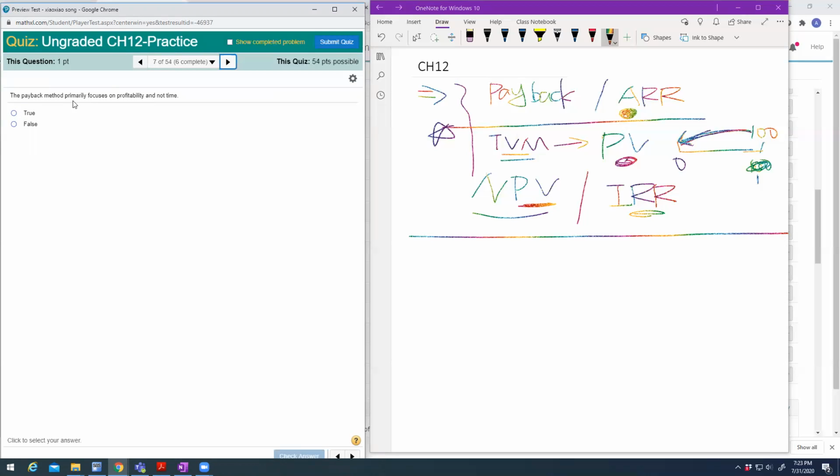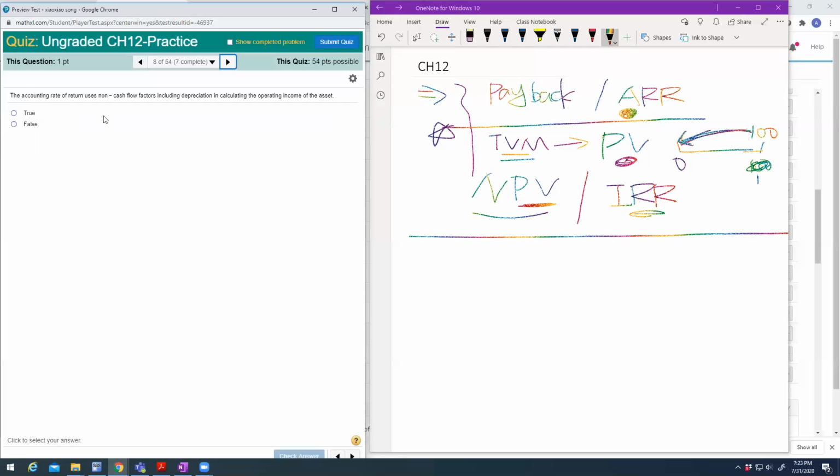Next one, payback method focuses on profitability and not time. No, this is wrong. So this is one bad thing about the payback method, right? We said it only focuses on time. We ignore the overall profitability after the payback. So this is wrong. Next one. The accounting rate of return uses non-cash flow factors, including depreciation, in calculating the operating income of the assets.